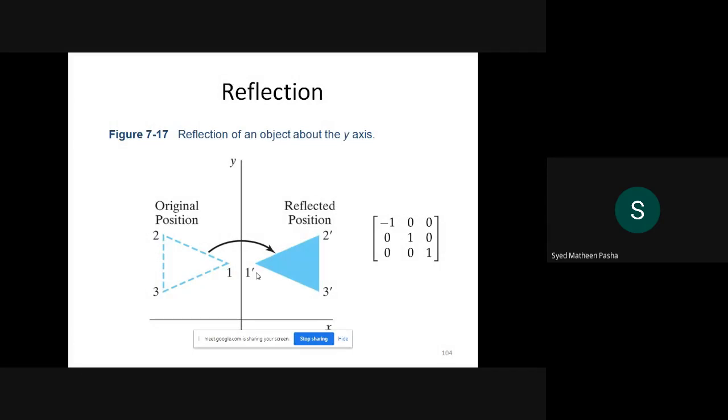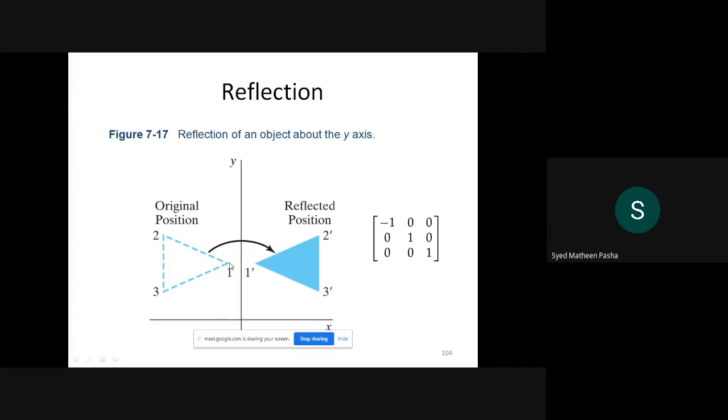The previous part was reflection with respect to the x-axis, where the matrix represented there was 1, -1 and 1 on the diagonal. Now the reflection of an object about the y-axis. So let's see how this happens. Here I have defined two coordinates, x as well as y. The reflection of the original position I need to consider on the next axis. So this is the original position of the object. If I perform reflection of this original position, this is what you get.